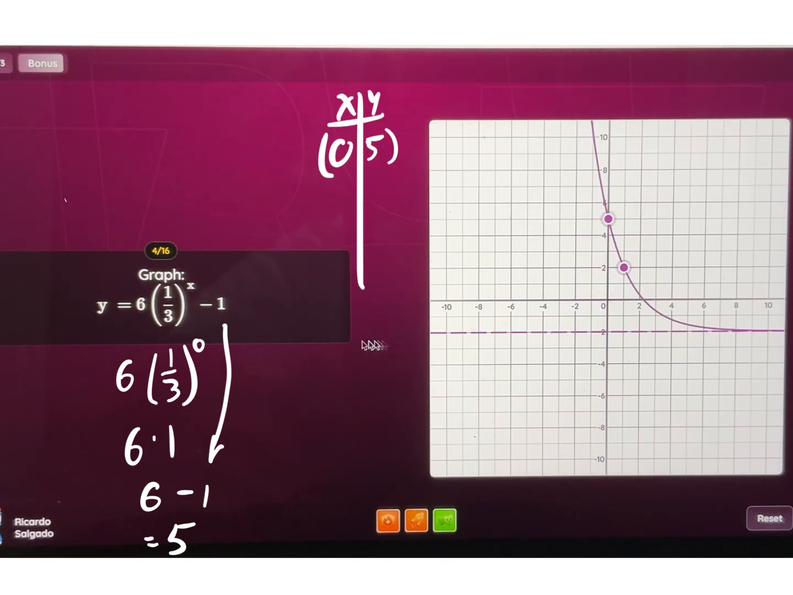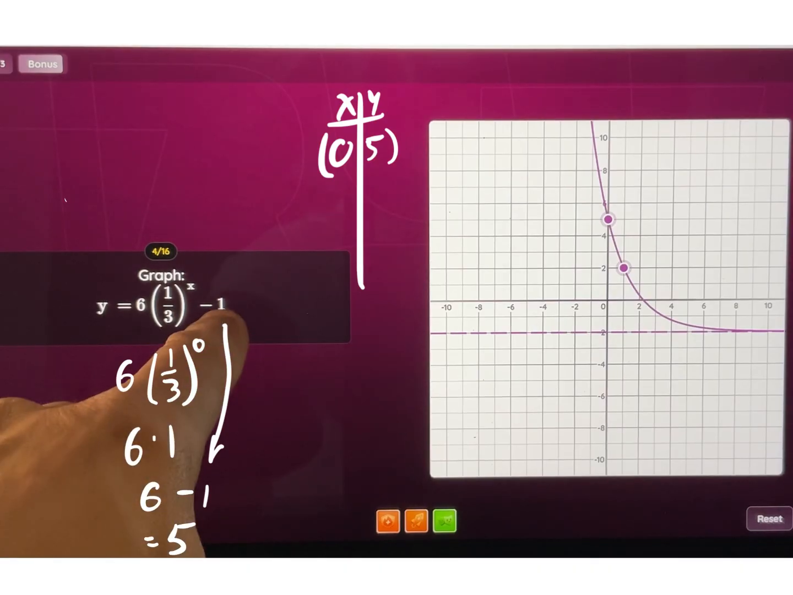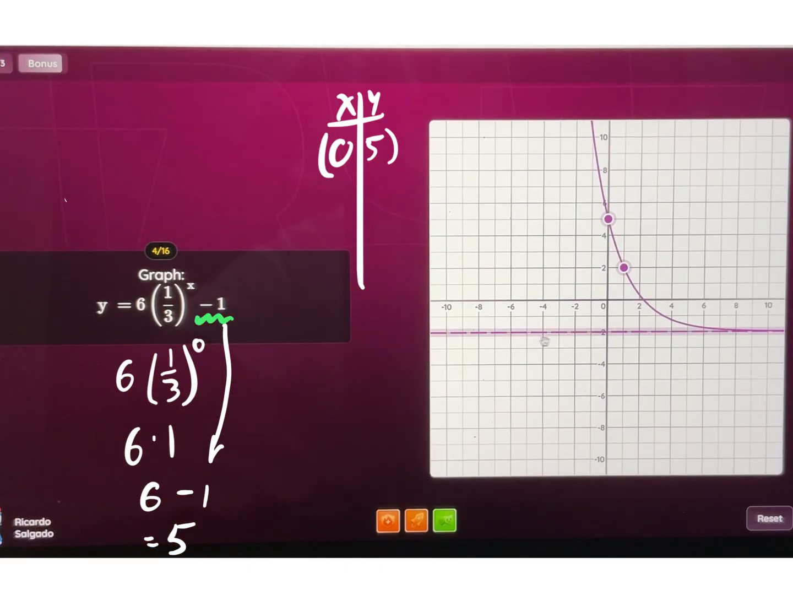And you know what? I forgot. We should do the asymptote. The asymptote is y equals -1. And right now, the asymptote is currently at -2. So let's move it up to 1.